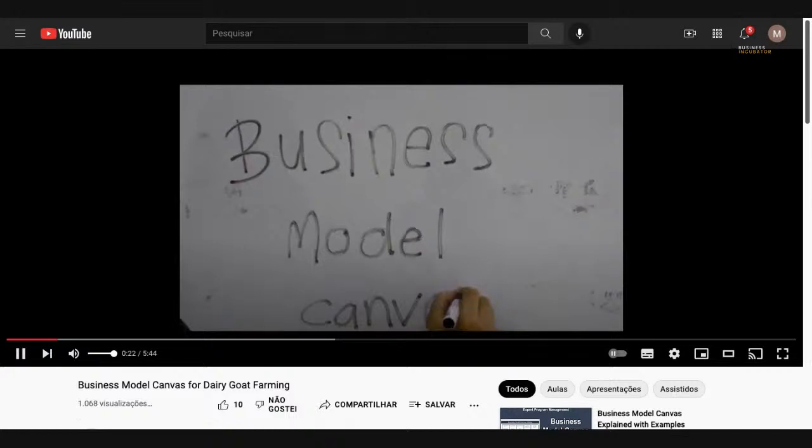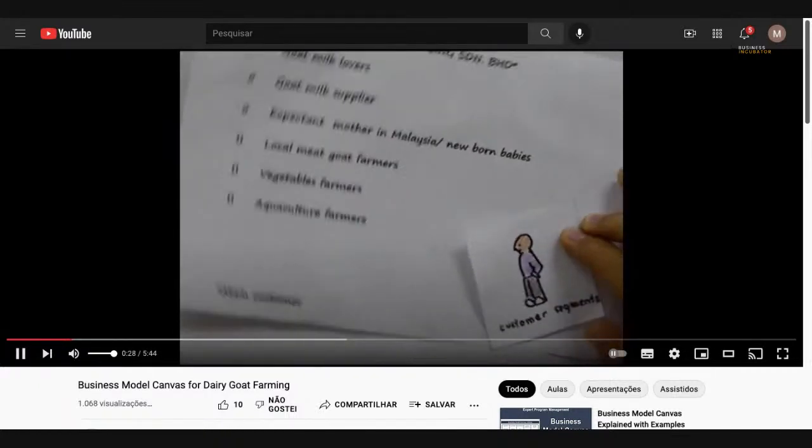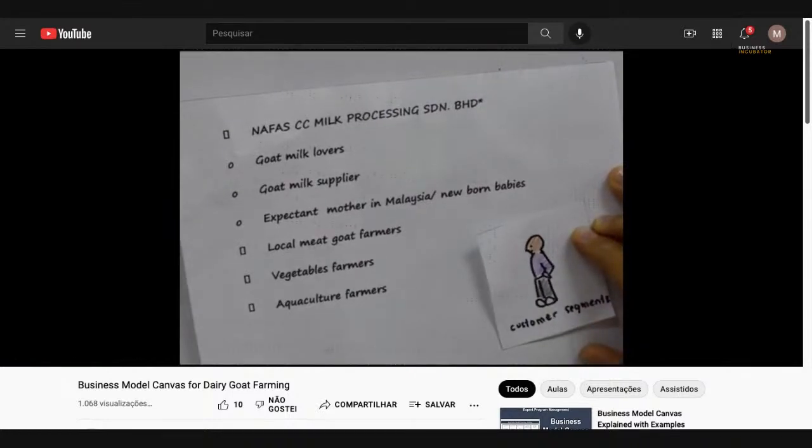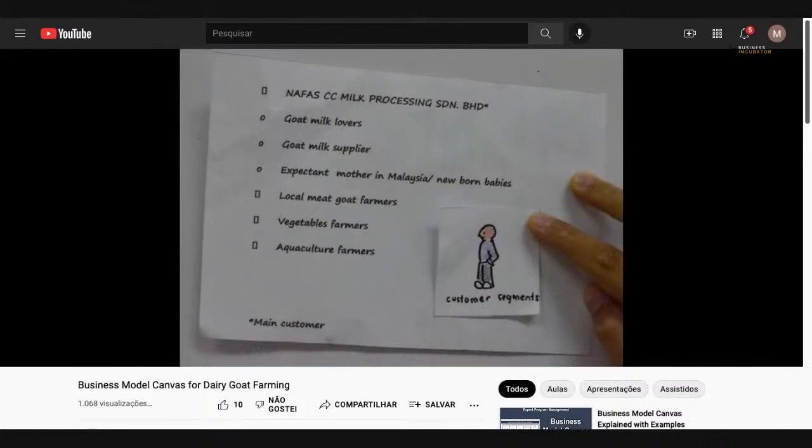For customer segments, Nafas CC Dairy Goat will provide the base goat milk quality for the goat milk lover, for goat milk supplier, and also for expectant mother in Malaysia as the remedies in preventing jaundice in the newborn babies. In addition, our company will also provide the goat to the local meat goat farmers. Besides that, manure from the goats will be collected and supplied to vegetable farmers and also aquaculture farmers as fertilizer.